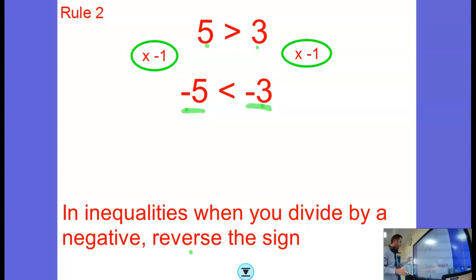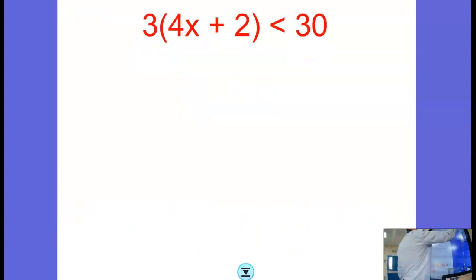Okay, so big rule, write this down. In inequalities, any time you divide by a negative, reverse the sign. Less than to greater than to less than. Got to do it. Let's look at some examples of solving.